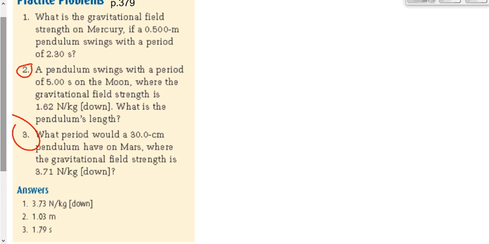So 2 says a pendulum swings at a period of 5 seconds on the moon where the gravitational field strength is 1.62. We want to know the pendulum's length. So what do we got here? The period is 5.00 seconds. The field strength, little g, is 1.62 newtons per kilogram. What are the other units that we can use for field strength? Meters per second squared, because it's the same as the acceleration due to gravity. We want to find L.